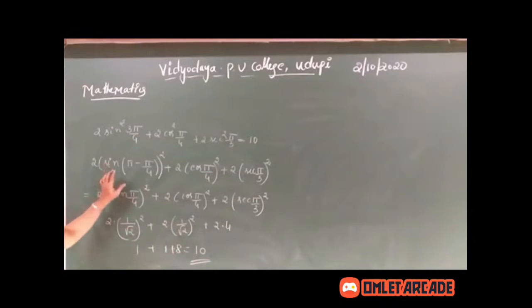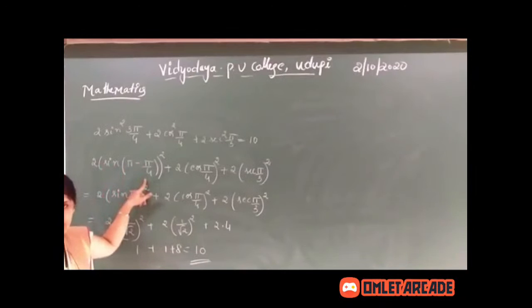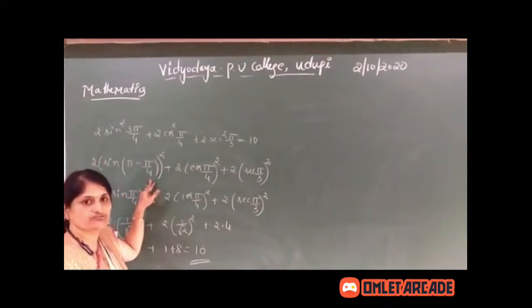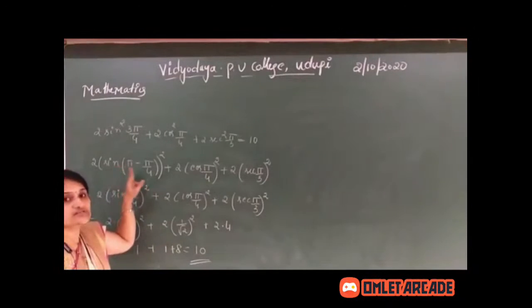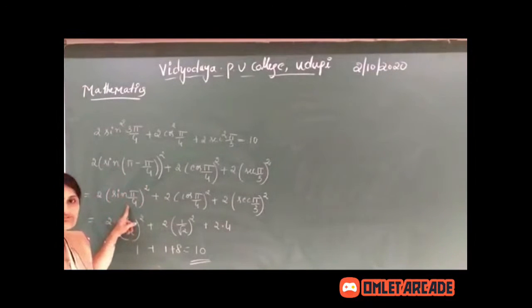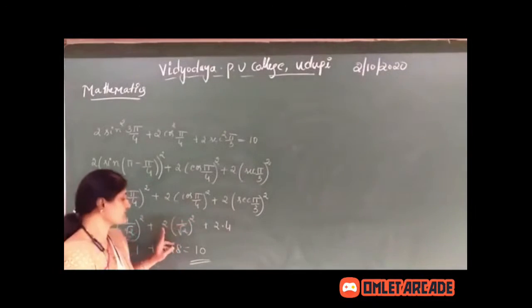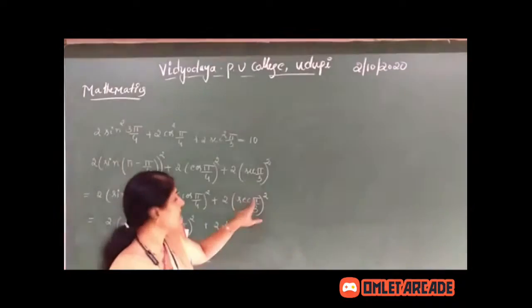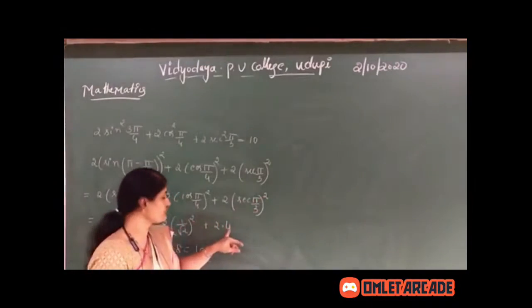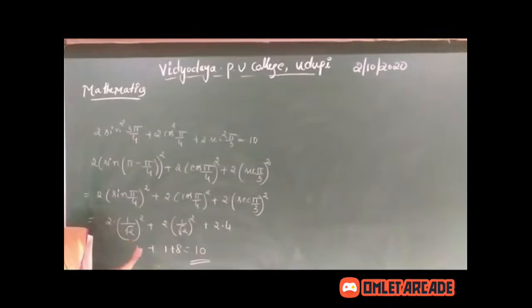Is that clear? What did we do here? Sin 3π/4 is nothing but sin π/4, because it can be written as 180 minus 45 degrees, so π minus π/4. It lies in the second quadrant, sin is positive, and it is sin π/4. Its square is there. Sin π/4 is 1 by root 2 and its square is half. It cancels with this, so we are left with 1. Similarly here it is 1, and in this case it is sec² π/3. It is 2, 2 square is 4, 4 into 2 is 8. So totally the final answer we get is 10. Right.